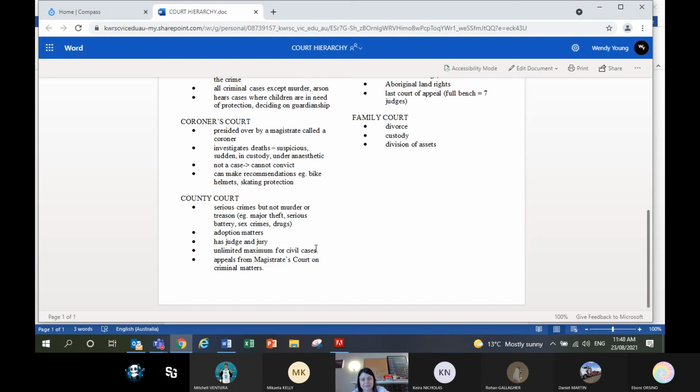Unlimited maximum for civil cases. A civil case, remember, is where you have a disagreement over an accident or dispute, it could be over property, between two people. And it also listens to appeals from a magistrate's court on criminal matters.